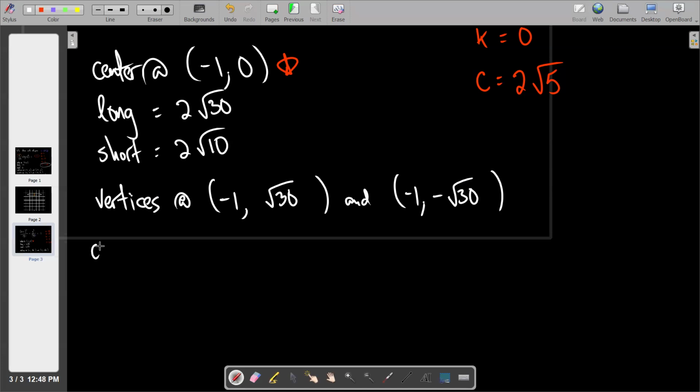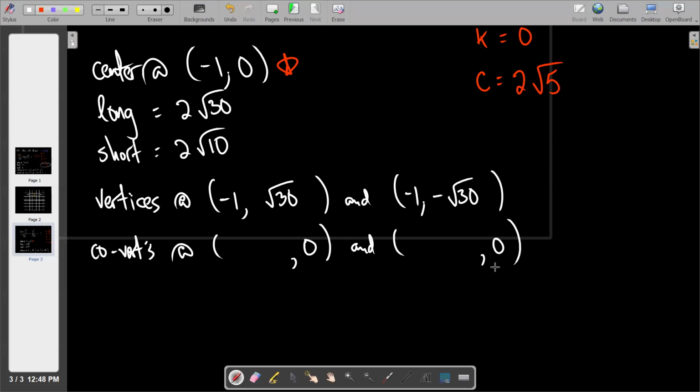Our co-vertices are left and right because it's a tall ellipse. And how far left and right? Well, first off, who's changing or who's staying is what I should say. The y stays the same, right? So this time I can leave my 0 the same. Yeah. So the y coordinate stays. It's the x that's going to be the shifter.